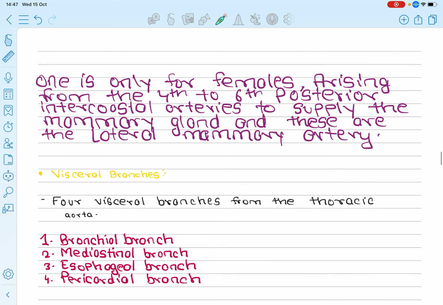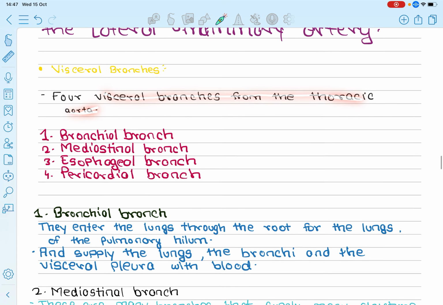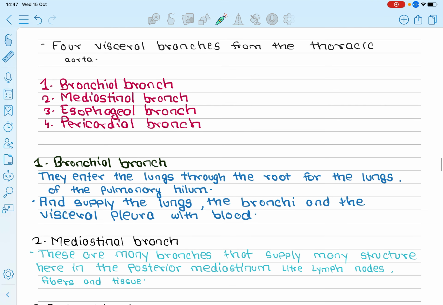Now we are talking about the visceral branches, which supply the thoracic organs. There are 4 visceral branches from the thoracic aorta: the bronchial branch, mediastinal branch, esophageal branch, and pericardial branch. So first of all, the bronchial arteries. They enter the lungs through the root of the lungs at the pulmonary hilum and supply the lungs, the bronchi, and the visceral pleura with blood.